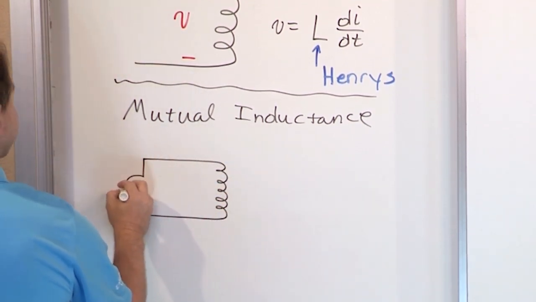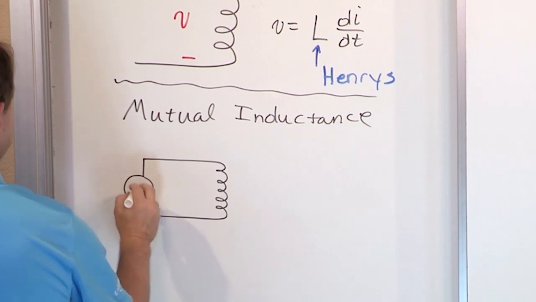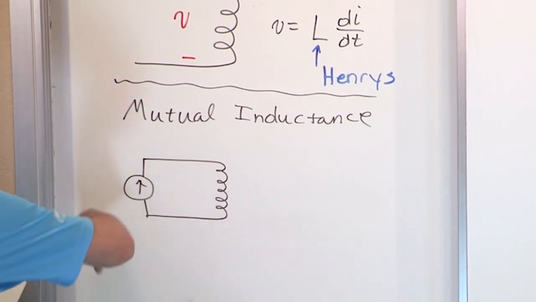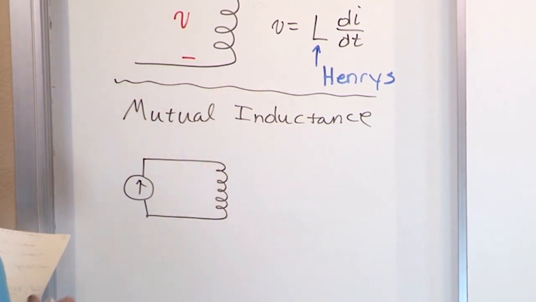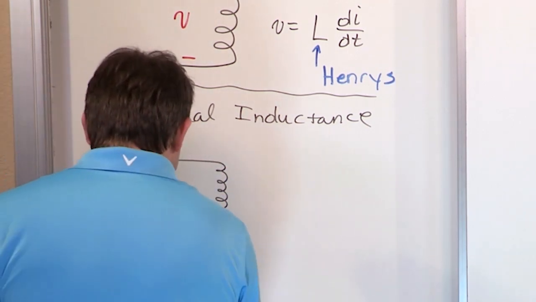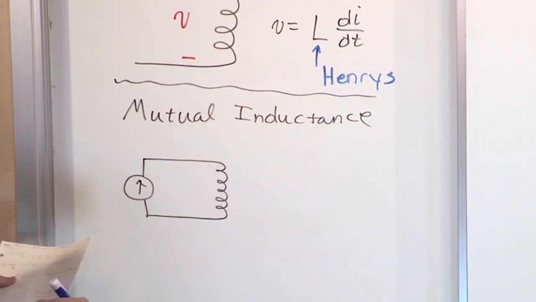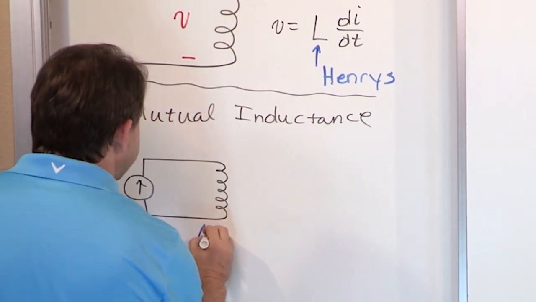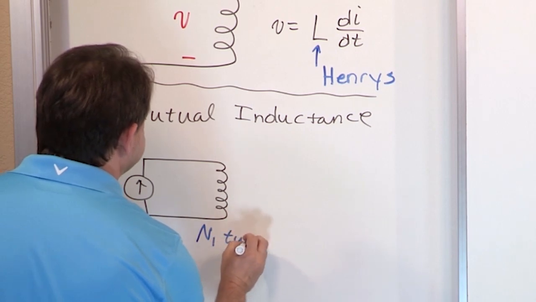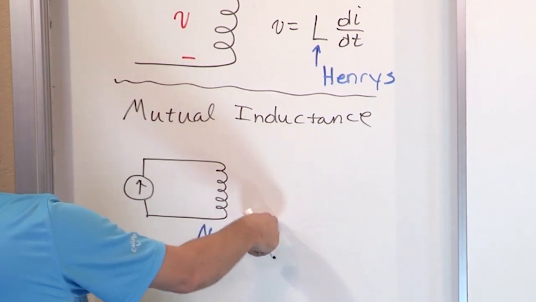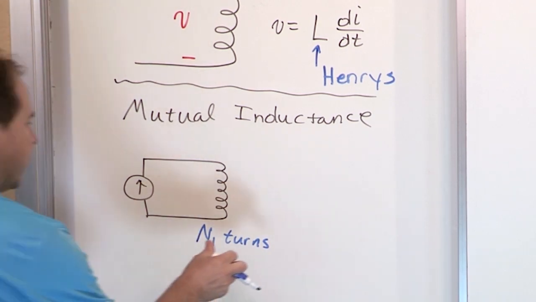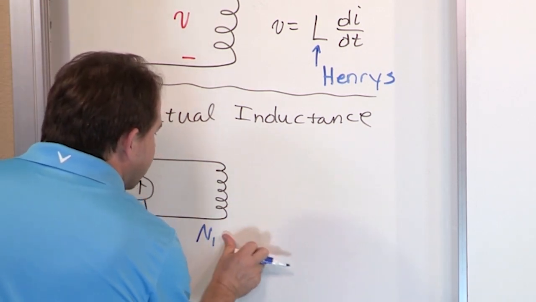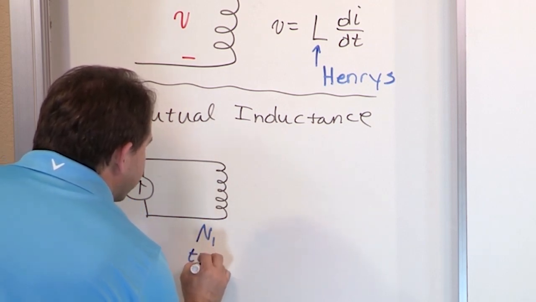And it's driven by some source, whatever the source is, I don't care. I'm going to say it's a current source. Obviously, it's going up and down like a sinusoid. Then that means we have an inductor here. It has an inductance L and all that good stuff. Now this inductor, this number 1 inductor here, has N1 turns. We call it N1 because I'm going to draw another inductor in a second that'll have a different number of turns.